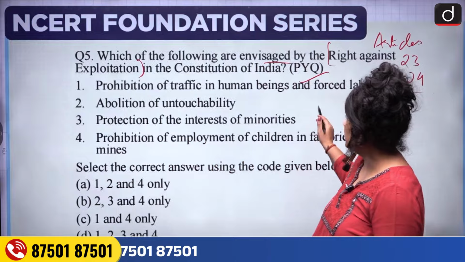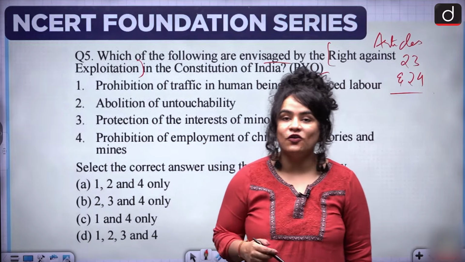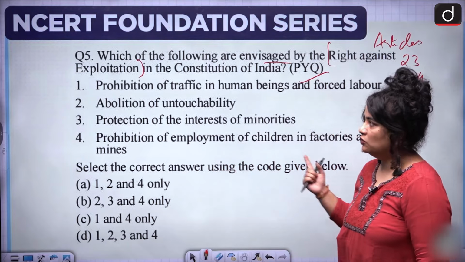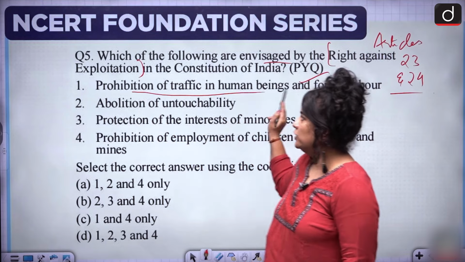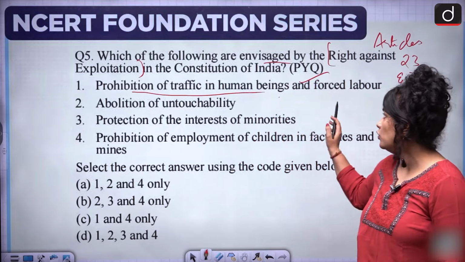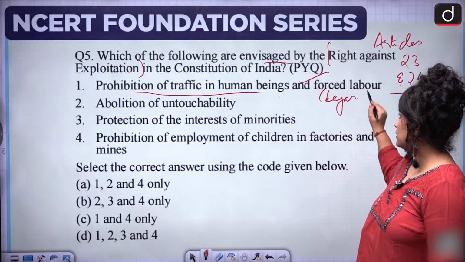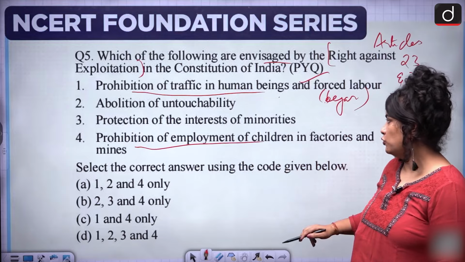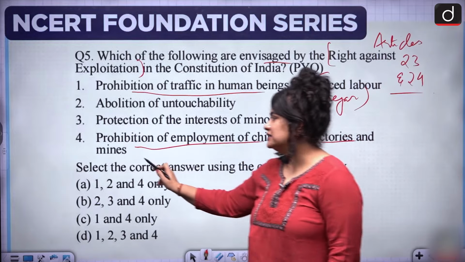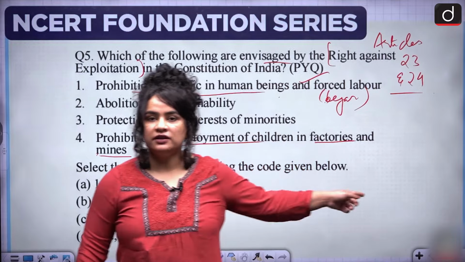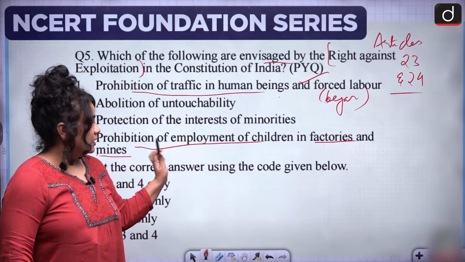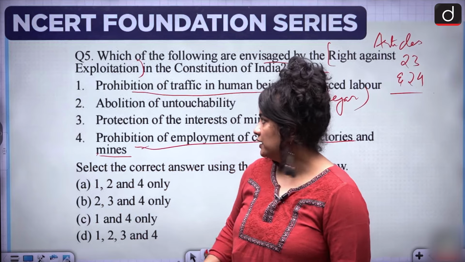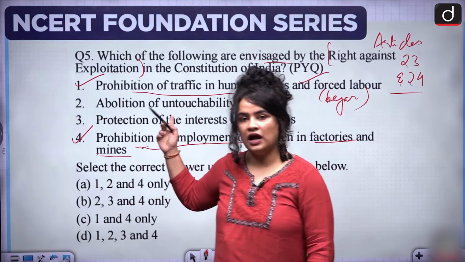All right. So when we are talking about Articles 23 and 24, we are talking about right against exploitation. We know that Article 23 deals with prohibition of traffic in human beings and forced labor, begar, right? And Article 24 talks about prohibition of employment of children in factories and mines, which prohibits children under 14 years of age to be employed in dangerous occupations. So these two, of course, we know are the correct answer.